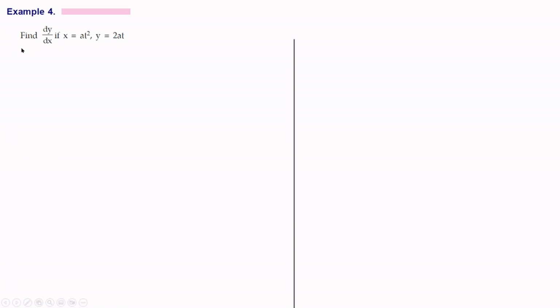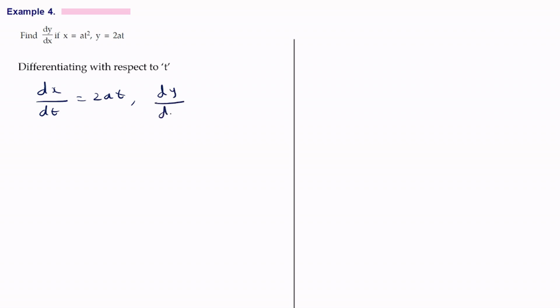Our next example, find dy by dx if x equal to at square and y equal to 2at. So we just now saw differentiation of parametric functions. So we have dy by dx as dy by dt upon dx by dt. So first we have to find, here we can differentiate x and y with respect to t. Dx by dt is equal to derivative of at square with respect to t. So it is 2at, and dy by dt is equal to 2a.